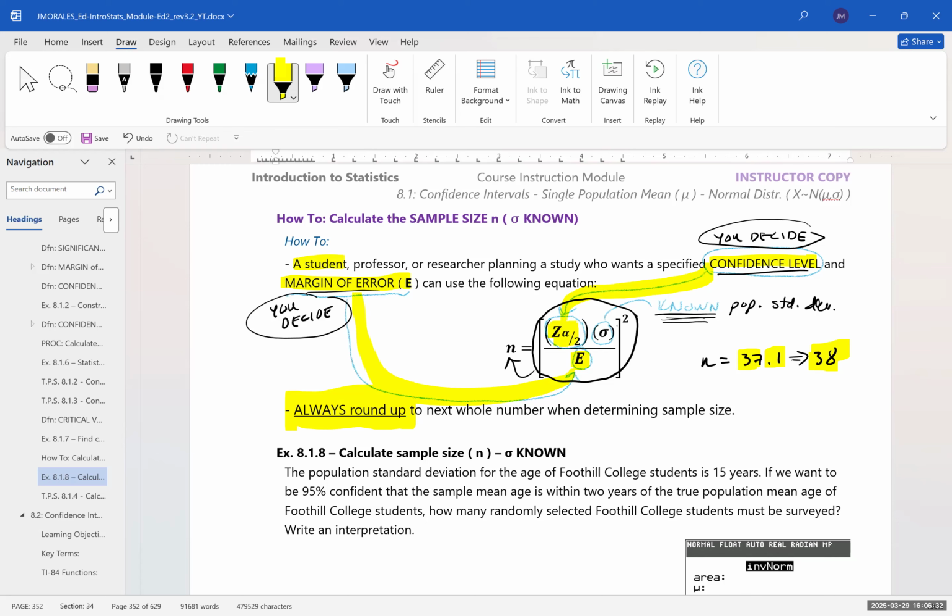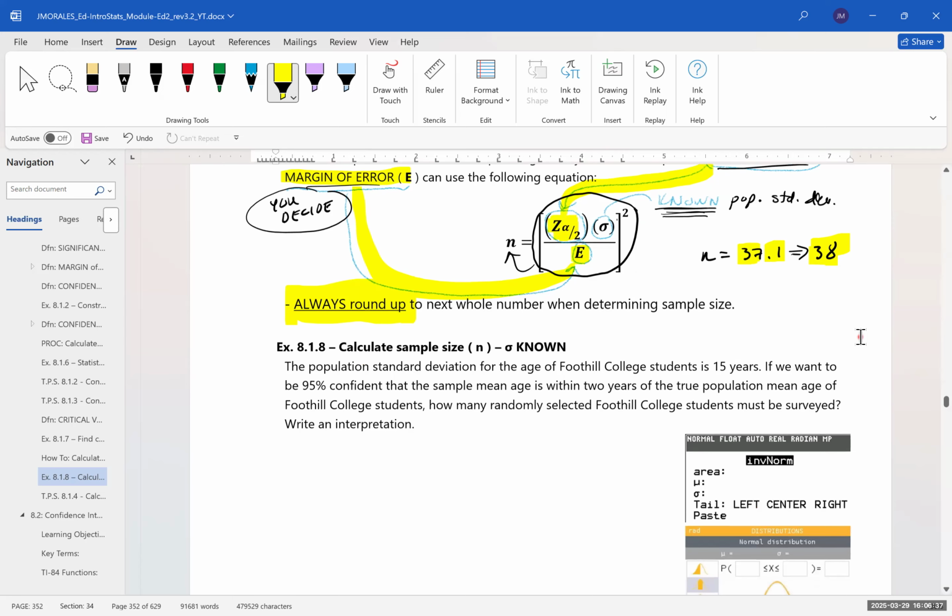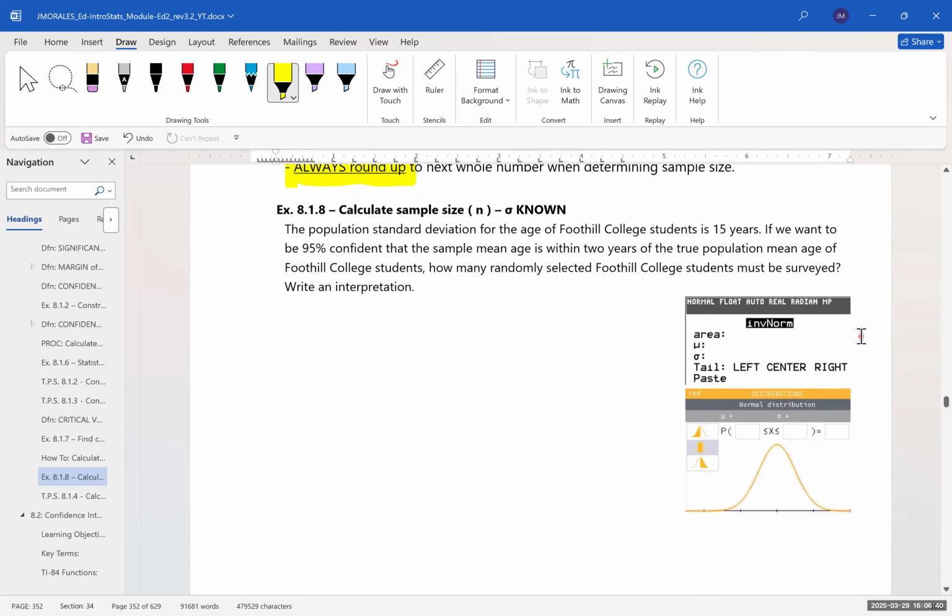All right. So let's take this idea and this equation, and let's look at an example. Calculate sample size when the population standard deviation is known. The population standard deviation for the age of Foothill College students is 15 years. If we want to be 95% confident that the sample mean age is within 2 years of the true population mean age of Foothill College students, how many randomly selected Foothill College students must be surveyed?